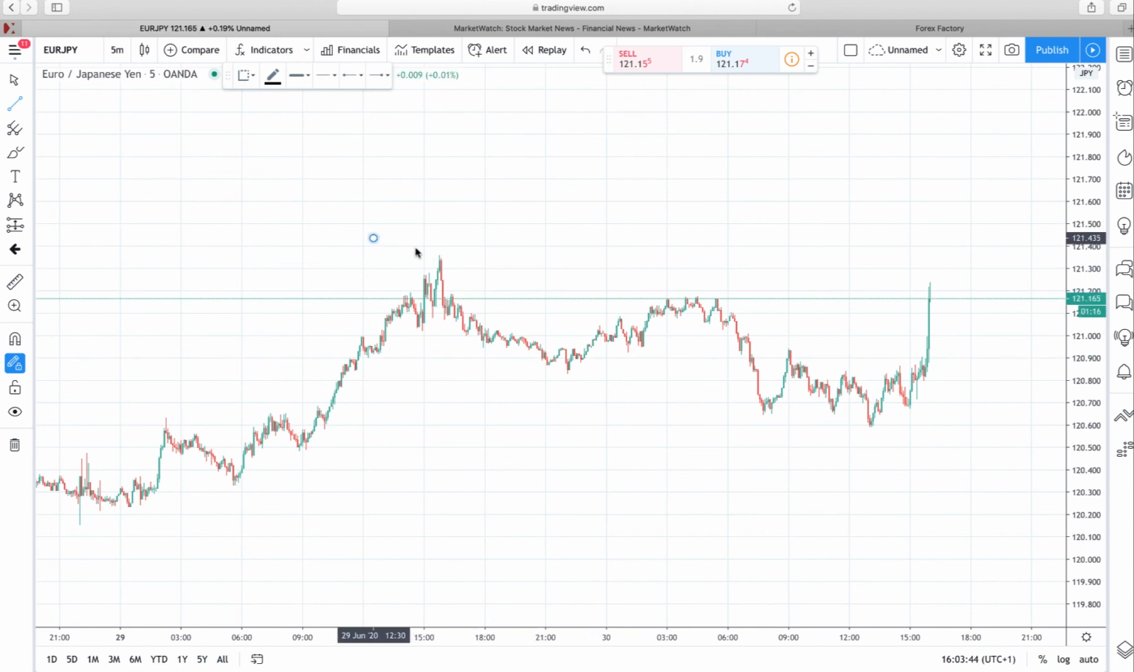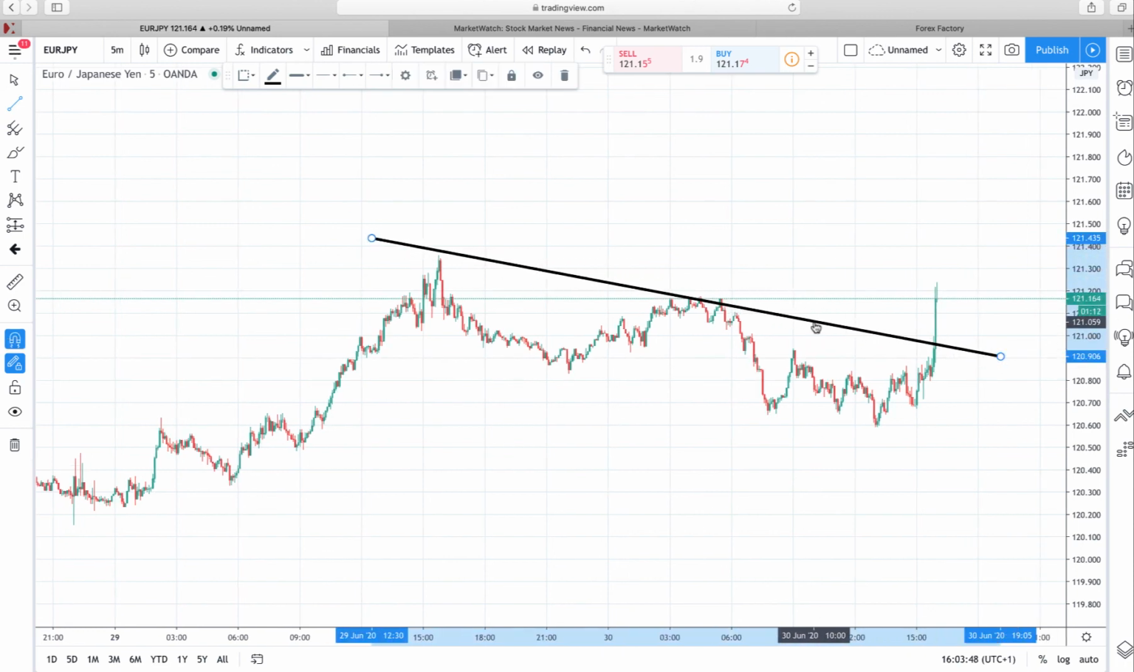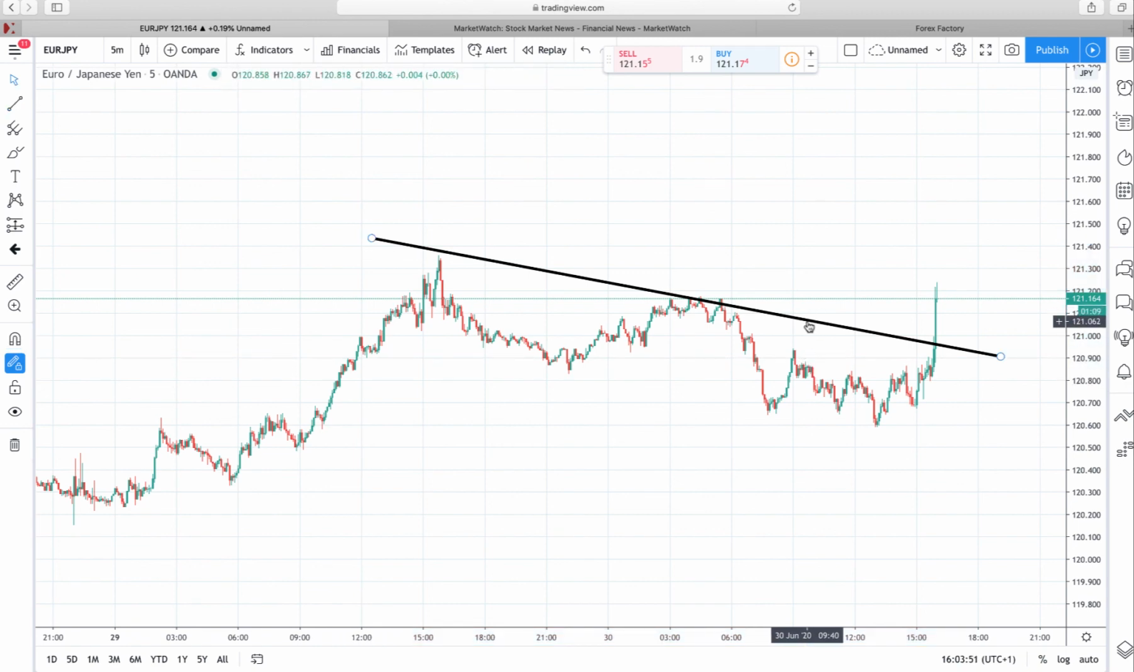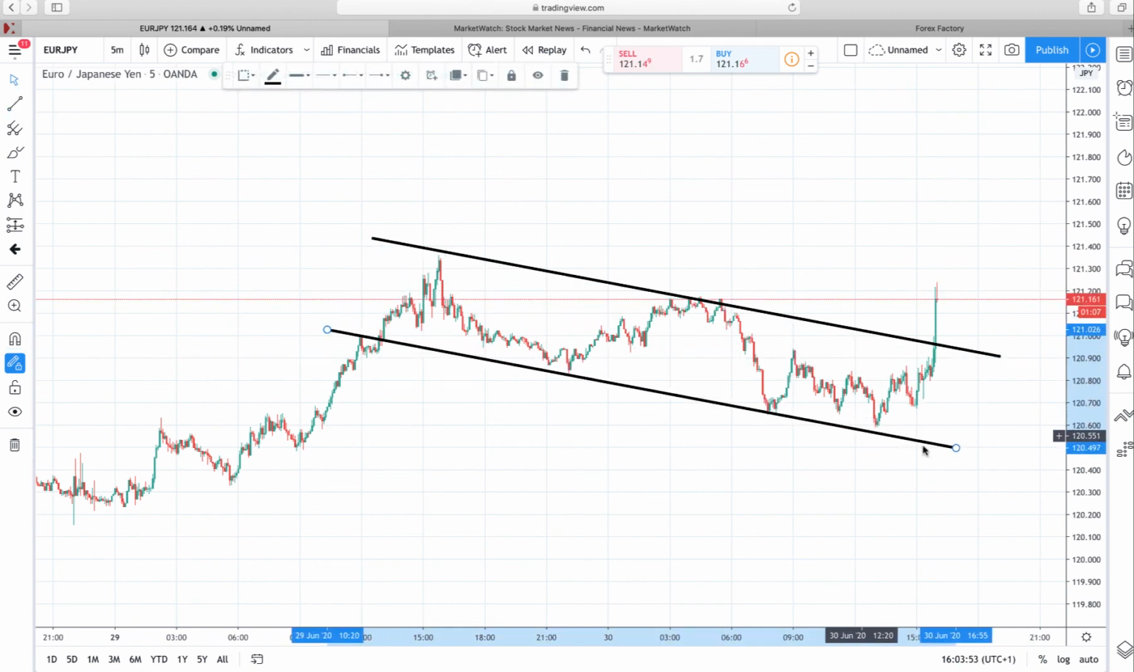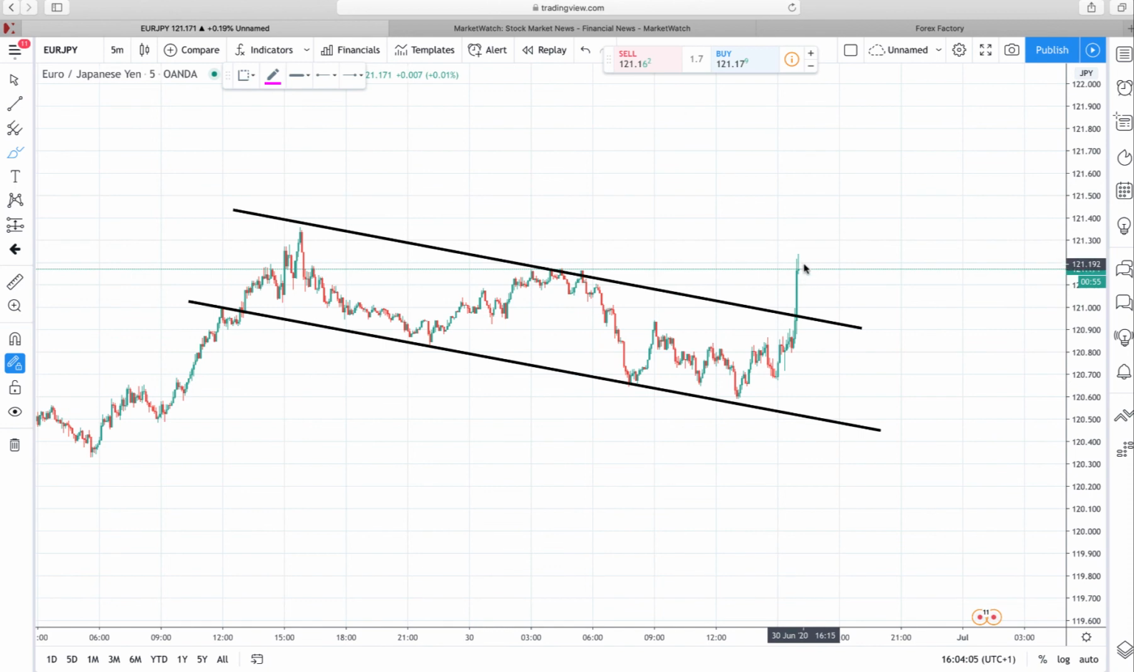Okay, look at this. You see here? It's a perfect downtrend, and now we're seeing the break. So it's very likely that the price carries on maybe a little bit up, comes back down towards this level here, and then moves back towards the upside again. This could be very possible to happen.